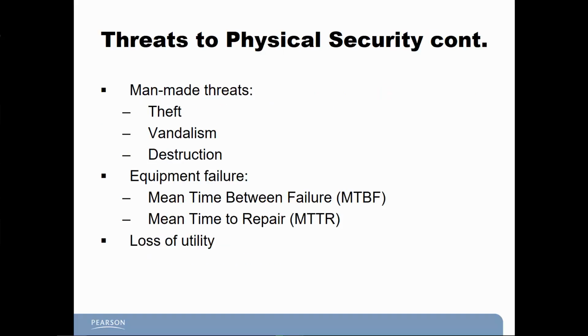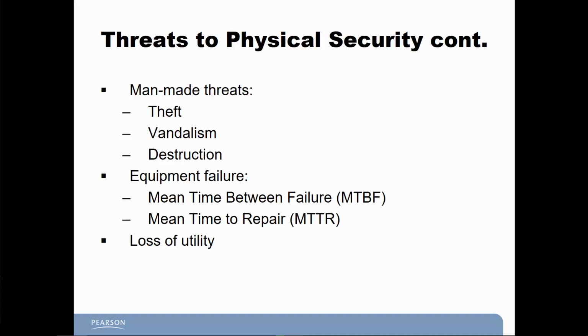Man-made threats, they can consist of things like theft or vandalism, destruction, other threats that could be man-made, social engineering, which kind of falls under things like theft. That's just man-made. It's hard to describe. Not acts of God.